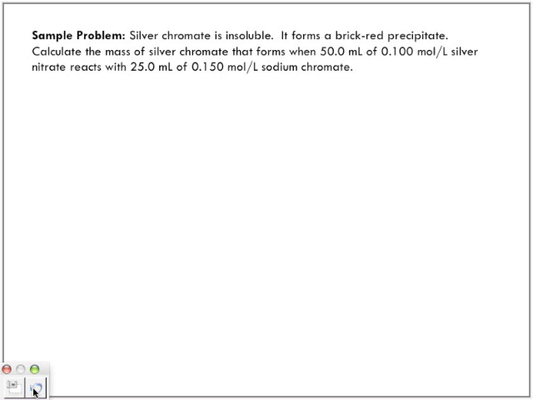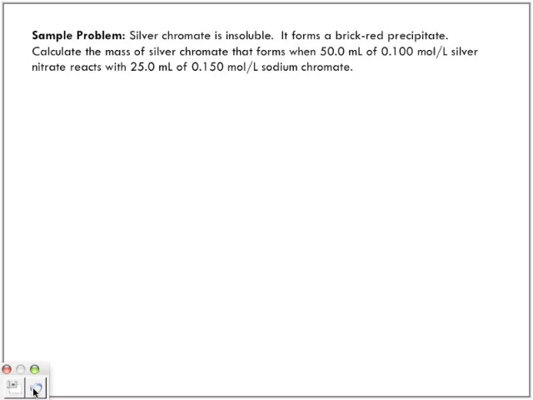Last sample problem. Silver chromate is insoluble. It forms a brick red precipitate. Calculate the mass of silver chromate that forms when 50.0 milliliters of 0.100 moles per liter silver nitrate reacts with 25.0 milliliters of 0.150 moles per liter of sodium chromate.